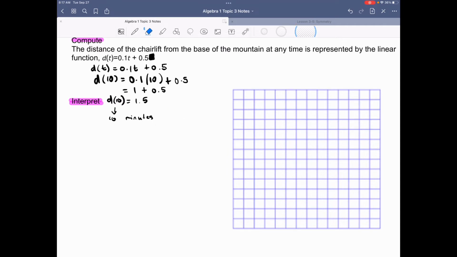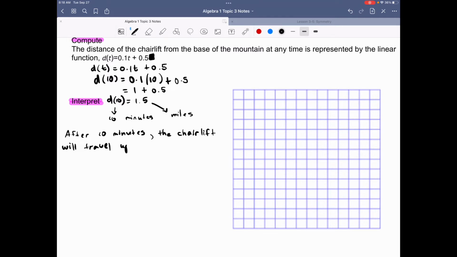Equates to the 1.5, which is the miles. So we can say that after 10 minutes, or maybe say in 10 minutes, the chairlift will travel up 1.5 miles up the mountainside or up the mountain.